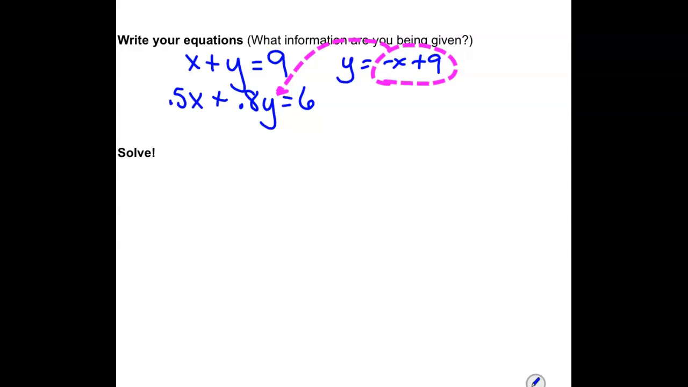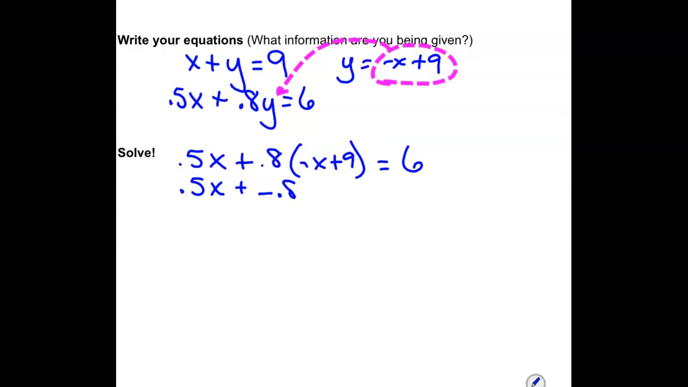All right, making that substitution, we'd have 0.5, or 50 cents, for each x, 0.8 times our y value, which was negative x plus 9, equals 6. Multiplying or distributing that 0.8, we have negative 0.8 times x, and here we have 0.8 times 9. Well, 8 times 9 would be 72, so 0.8 times 9 would be 7.2.